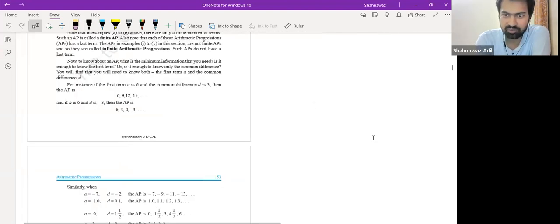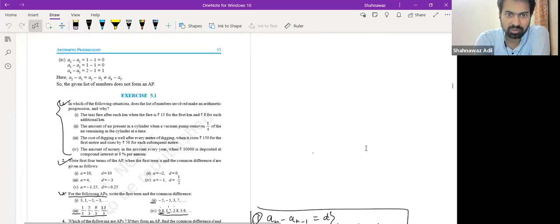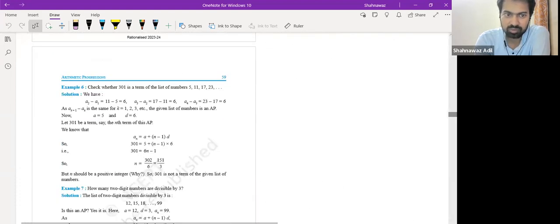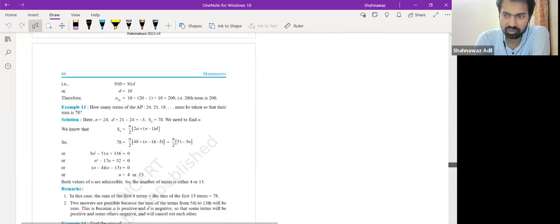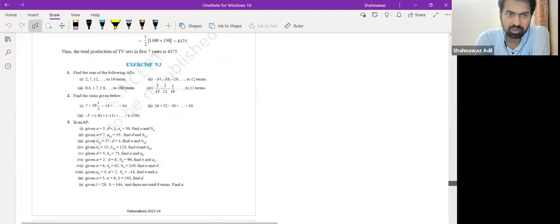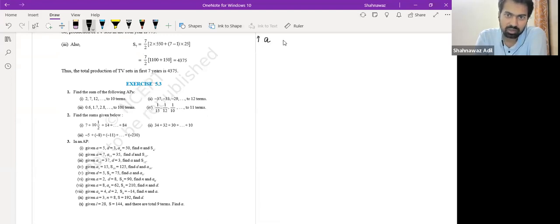Let us quickly do one problem in this minute. Find the sum of the following AP to 10 terms. So we have to calculate: A is 2, D is 5, and N is 10.